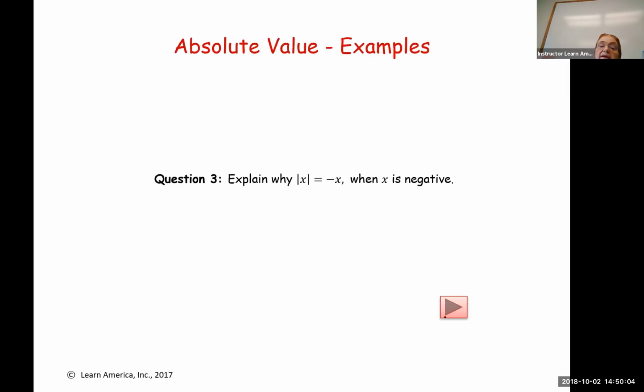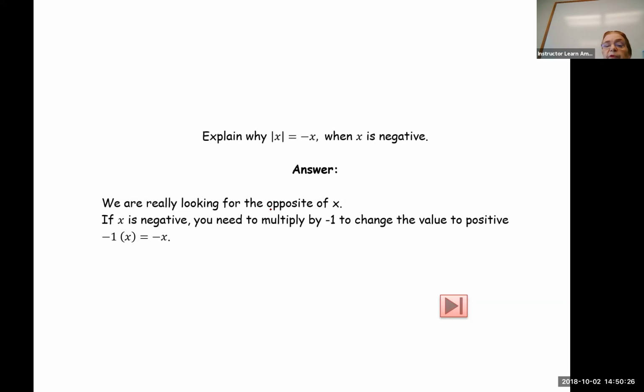Okay. Next question, explain why the absolute value of x is minus x when x is negative. Well, remember we said think about this as opposite. Okay. If x is a negative number, its absolute value is positive, so it's the opposite of what x is. We represent the opposite with a negative sign. So remember, we're really looking for the opposite of x. So if x is negative, you need to multiply by -1 to change the value to its opposite, namely the positive value.